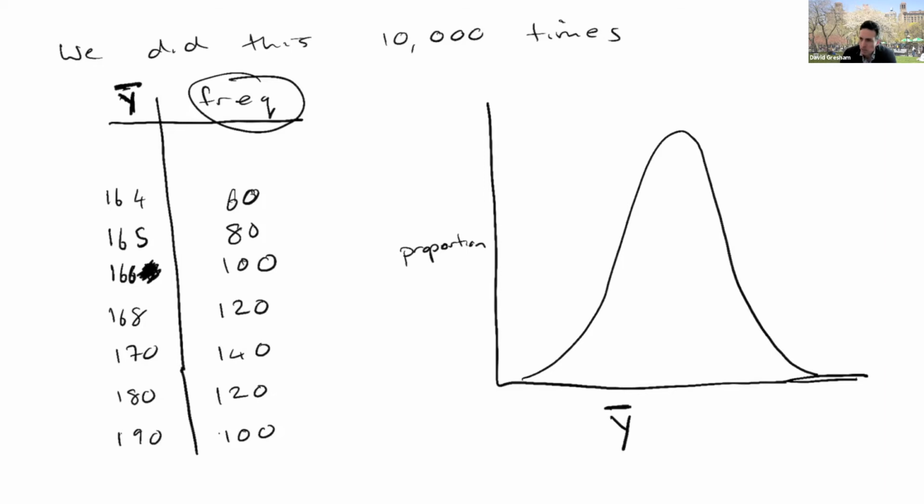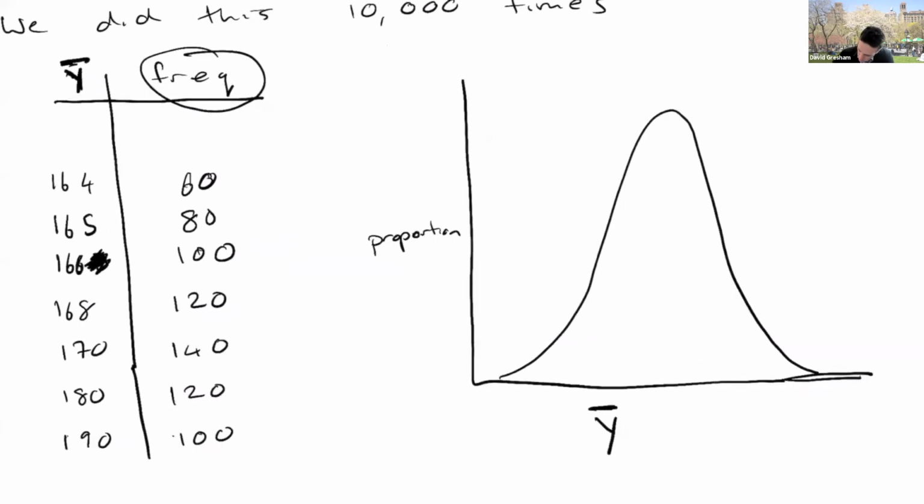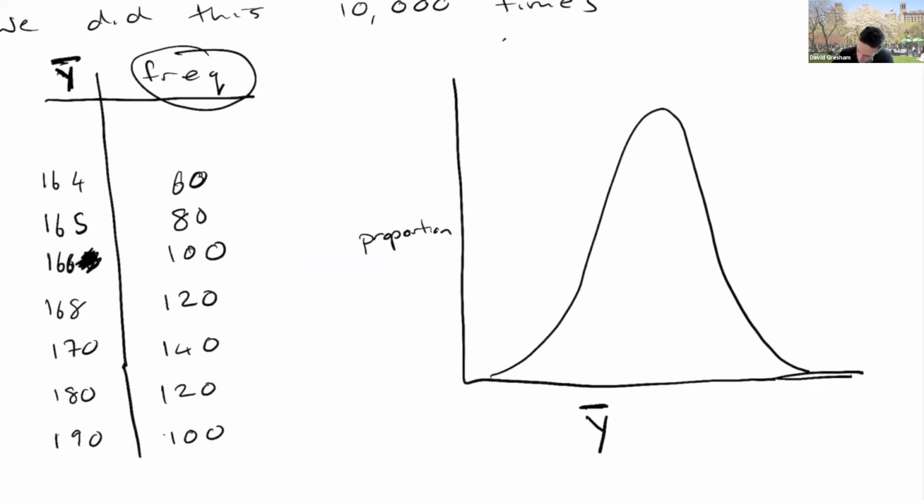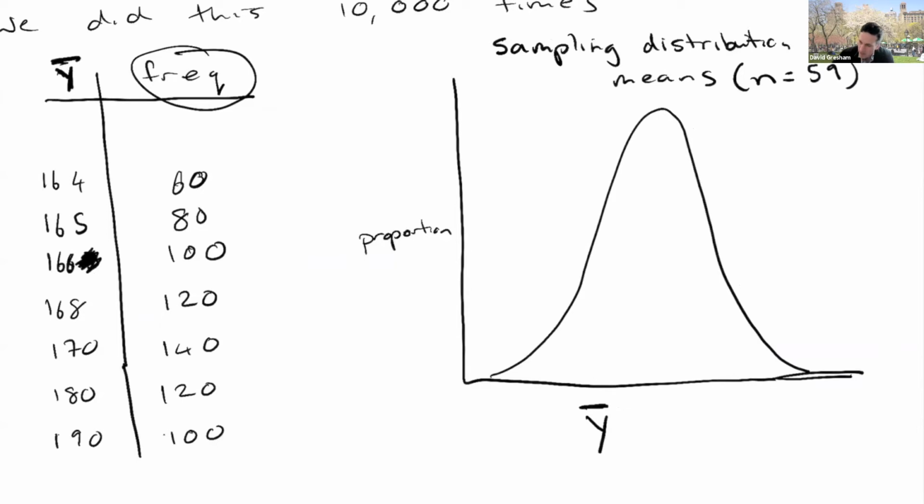And this is a very important distribution that we call the sampling distribution of means for n equals 59, a sample of 59 individuals.